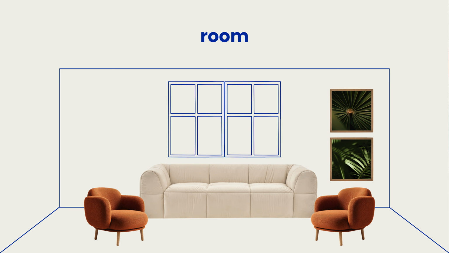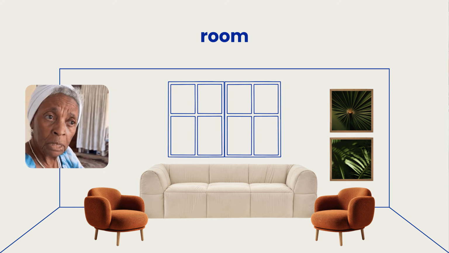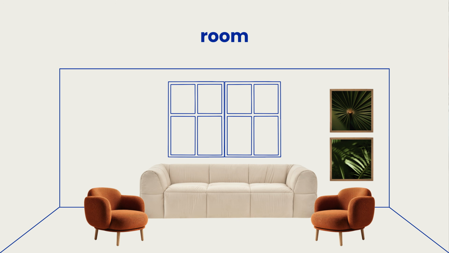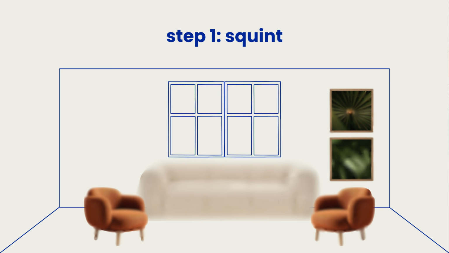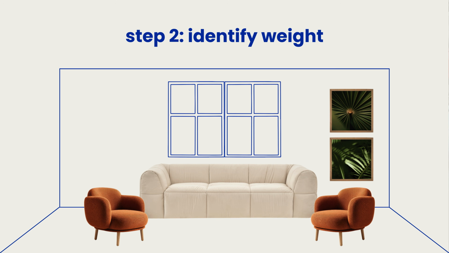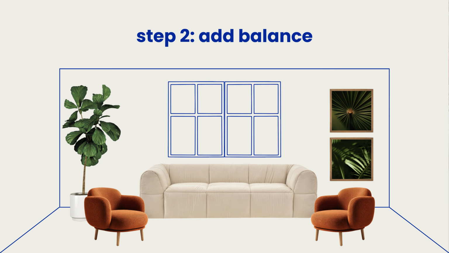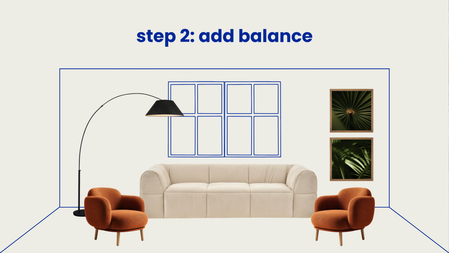Step number 1 is to stand back and squint. Yes, really. You really do need to squint because when you blur your vision, you only see shape and tone, and that will help you instantly spot which side feels visually heavier. Step number 2 is to find your weight. So what draws your eyes first? If all the attention is on one side, like a darker chair and artwork, you're going to have to add balance with something substantial on the other side, like a plant, a bookcase, or a tall lamp.